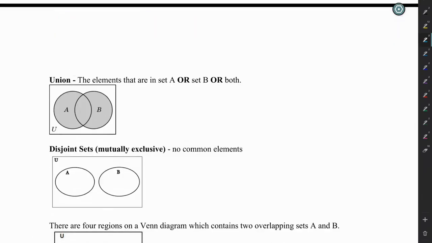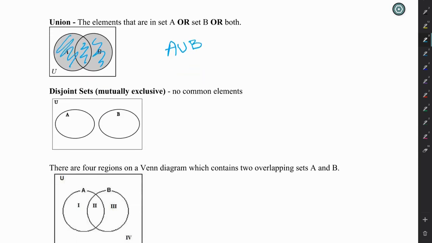A union is all the elements that are in A or B or both. So that's written as A union B, and that would be A, B, and the intersection. Disjoint sets are mutually exclusive, meaning they have no common elements. So those circles are drawn with no overlapping region.